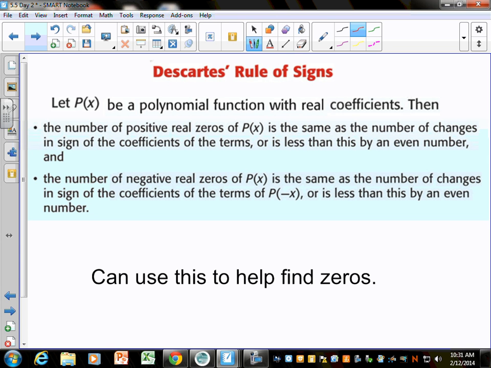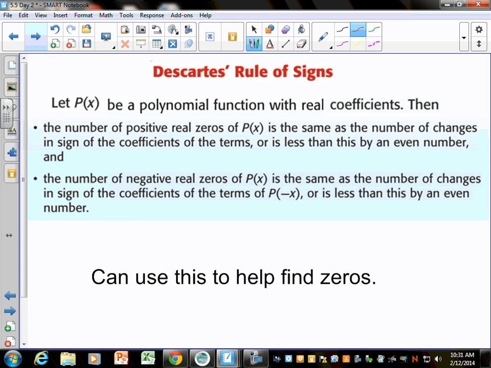Descartes' rule of signs. This is the real reason that I decided to print your notes out, because I knew you would all just cry if I made you write this. But basically, you can determine how many positive or negative real zeros a function may have, which means you could also use it to find imaginary ones. On your unit test, they ask you to use Descartes' rule of signs to find the possible number of positive real zeros and negative real zeros. So I'm going to show you this, and then we'll actually do one.